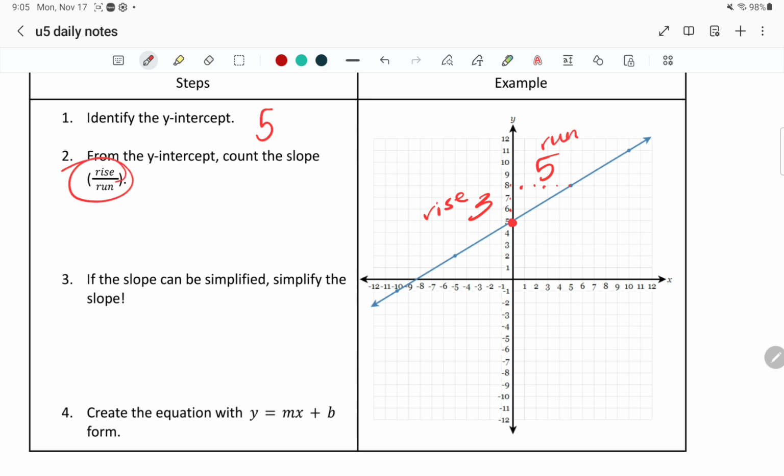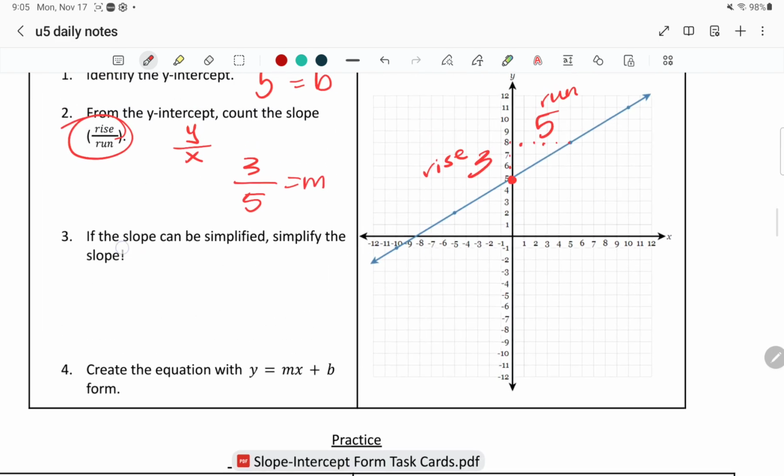And I write slope as rise over run because y values go on top. So my slope is going to be 3 over 5. If my line was going down, that would be negative 3 over 5. Okay, so this is my slope. This is my y-intercept. If I can simplify my slope, then I need to. Delta math will not take an unsimplified slope.